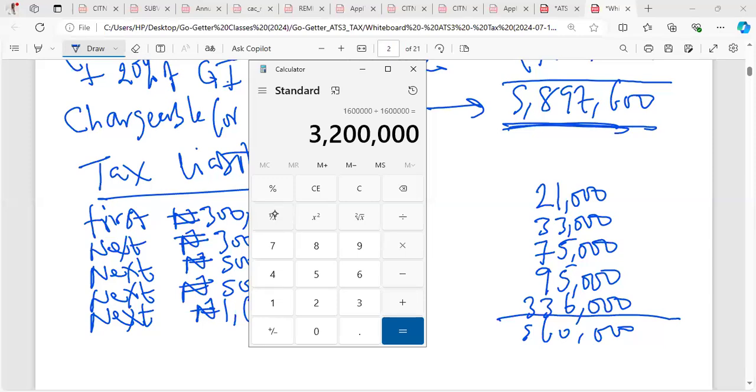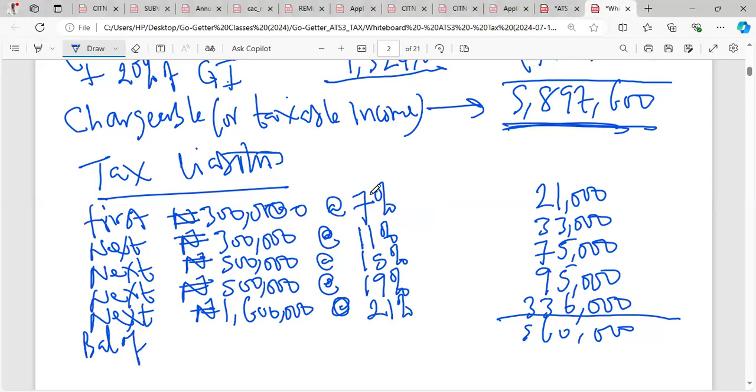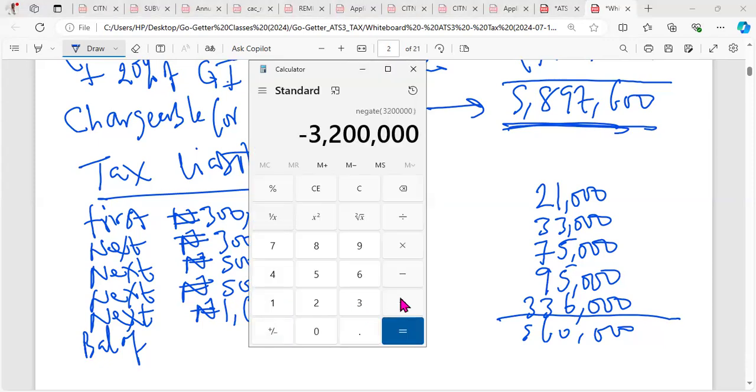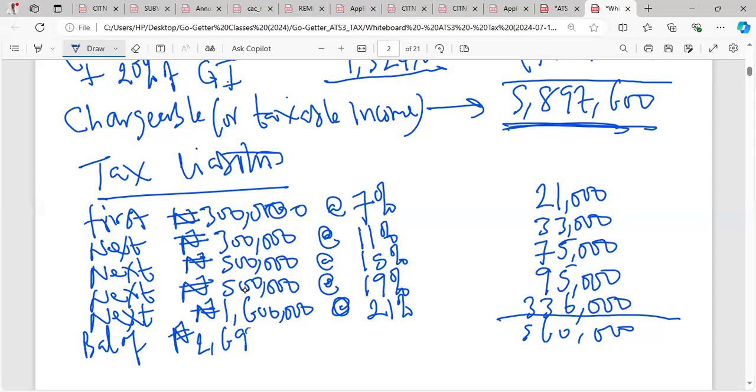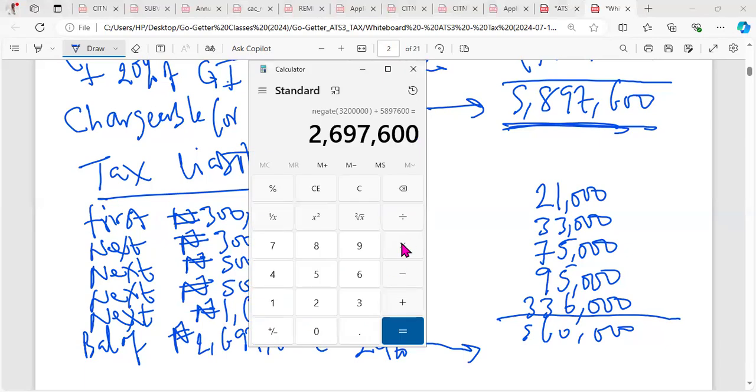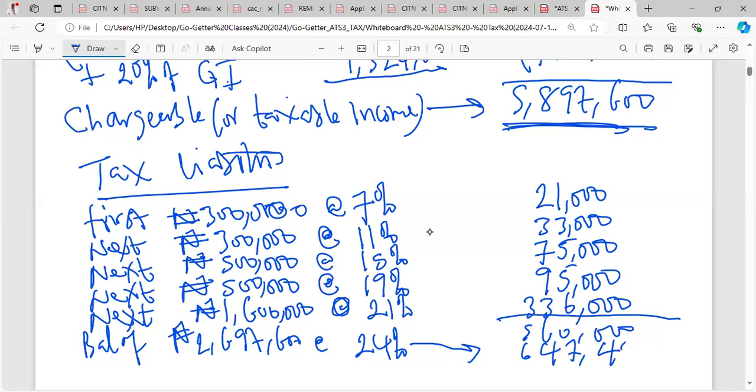Now anything in excess of 3,200,000, we have 5,897,600. You will now say balance of, so you will now remove 3,200,000 from it. 5,897,600 minus 3,200,000, we will have 2,697,600. Balance of 2,697,600 at 24%. So we look for 24%. That will give me 647,424.